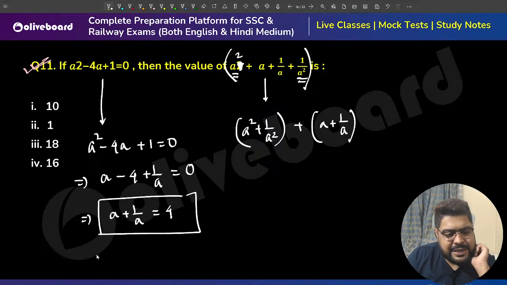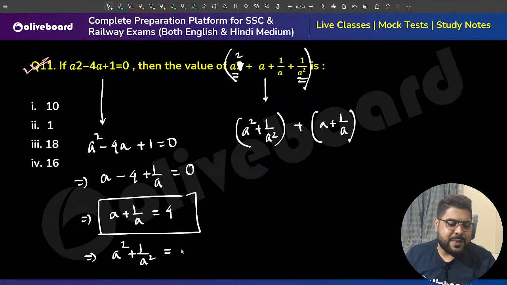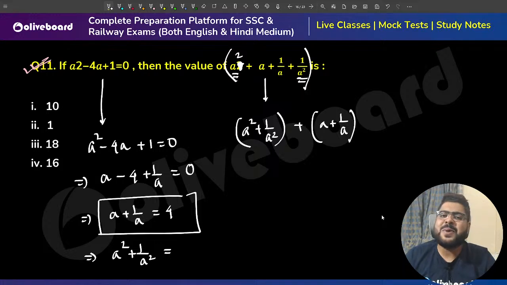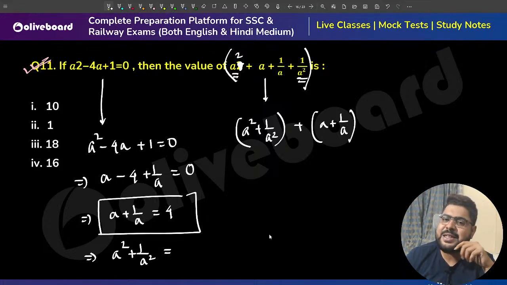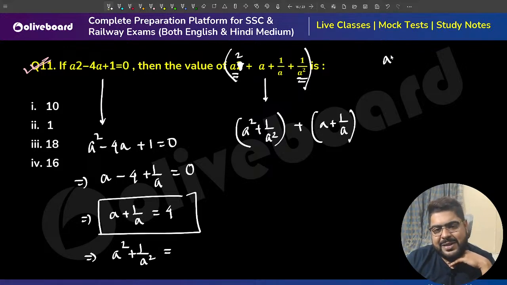Now, if this is 4, can anyone tell me what is the value of a square plus 1 by a square in one line? If a plus 1 by a is 4, what is the value? You guys already know this, sir. If a plus 1 by a equals p, what is the value of a square plus 1 by a square? It is p square minus 2.